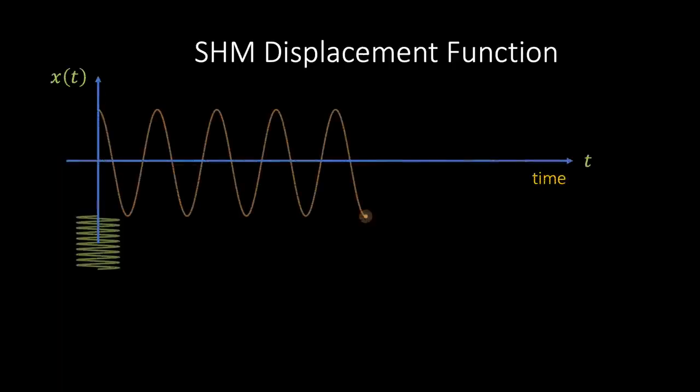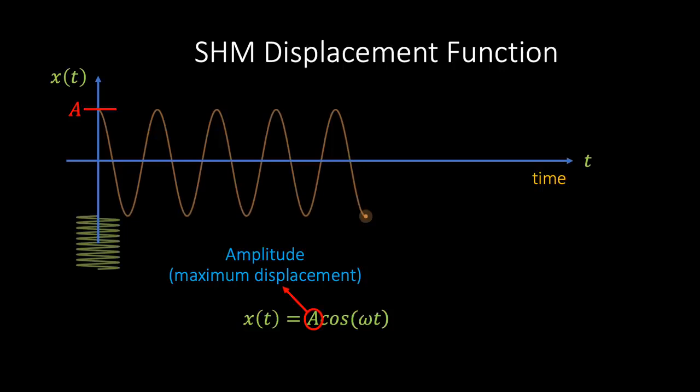Let's consider this in a bit more detail. If we write the displacement function as x of t equals A cos omega t, then we see that A represents the amplitude or maximum displacement of the spring. This follows from the fact that the cosine function can never be greater than 1, and therefore multiplying by A allows us to define the maximum displacement of our oscillating system.